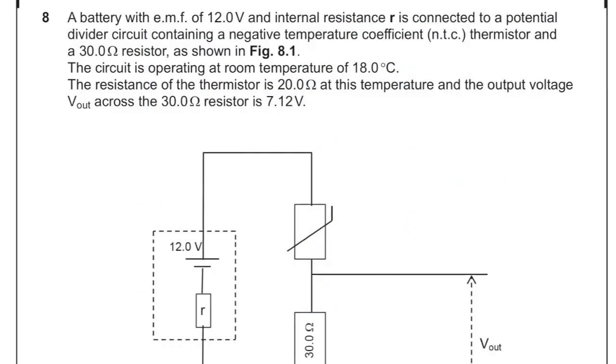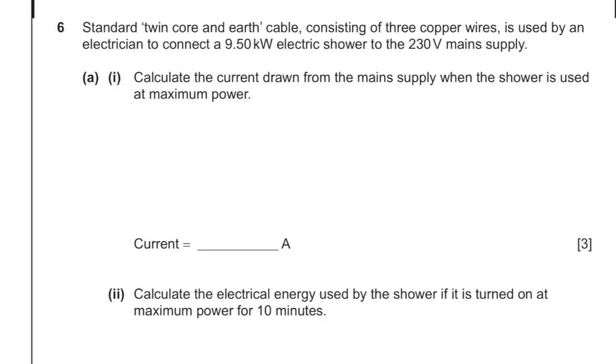So question 8, a battery with EMF. Oh, hold on. This is not the right question. We might be on 6. Okay, this is more like it. A standard twin core and earth cable consisting of 3 copper wires is used by an electrician to connect a 9.50 kilowatt electric shower to the 230 volts main supply. Calculate the current drawn from the main supply when the shower is used at maximum power.